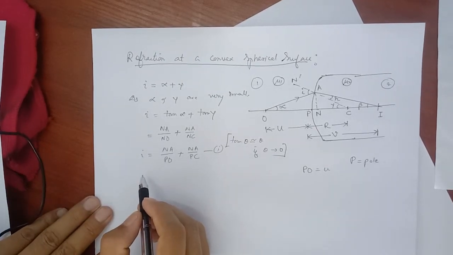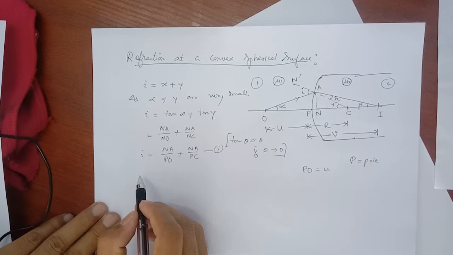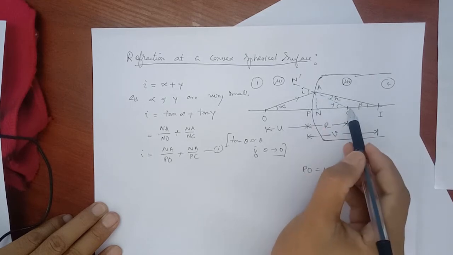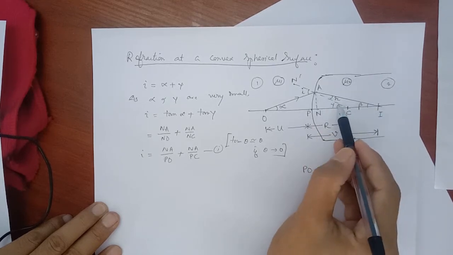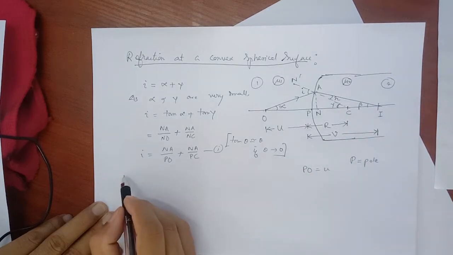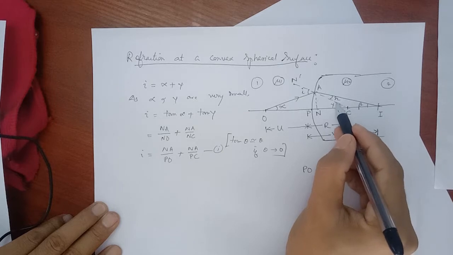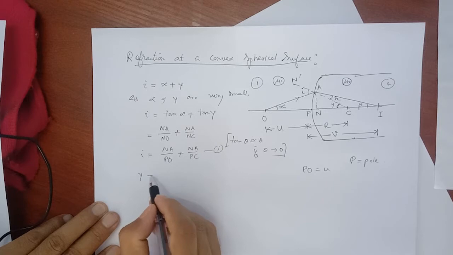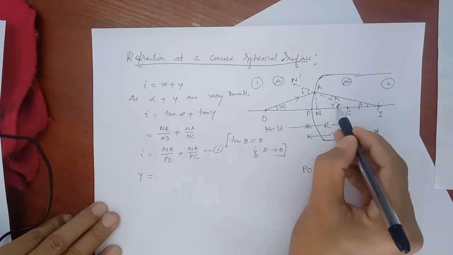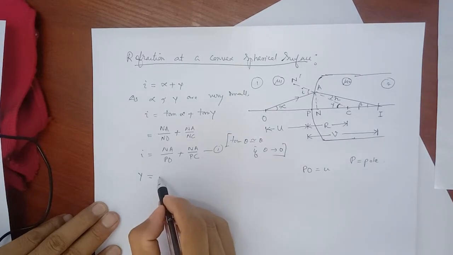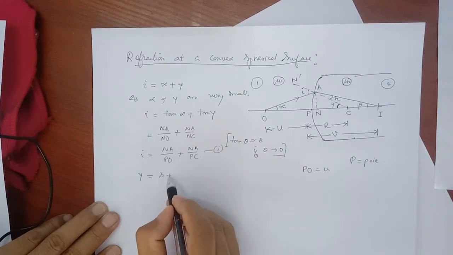Then after this, you try to find out from another triangle, that is here, triangle ACI. In this triangle ACI, the exterior angle is gamma. The exterior angle is equal to the sum of the opposite interior angles. So the interior angles should be r and beta. So you can write gamma is equal to r plus beta.